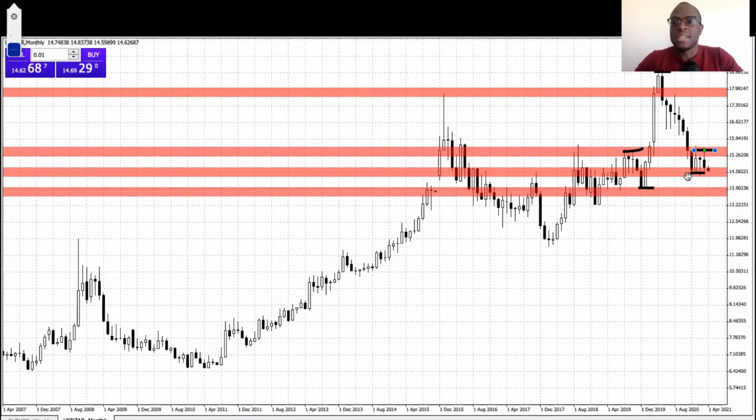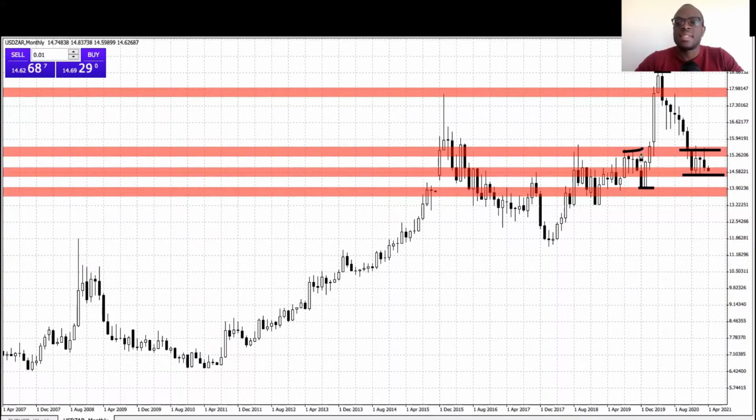So also, given that, we can notice that the price has been closing within the range of this December candle. So this means that the price is consolidating between 15.26206 and 14.58221 zone. So in the coming week, we are also expecting the price to continue moving sideways, right, until the price either breaks to the downside or breaks to the upside.